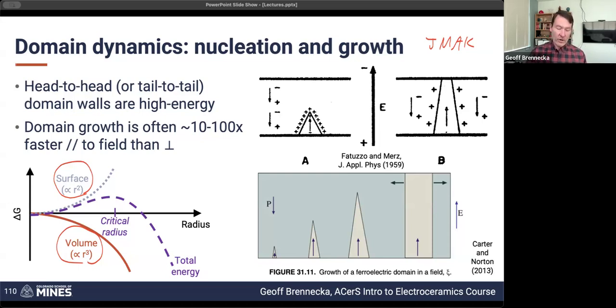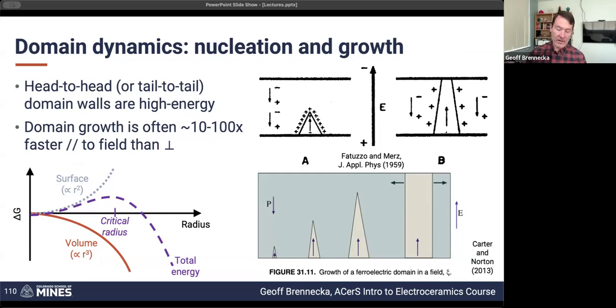And so you're balancing this R squared term with an R cubed term, and that gives you a critical radius that says if you have enough energy to create a nucleus larger than this critical radius, then you're going to end up saving energy and things will grow. But if you don't get enough energy, if you don't create a large enough radius, then it's going to shrink back and go back to its lower state. And so using this same kind of nucleation and growth processes to describe ferroelectric domain wall growth happens all the time.